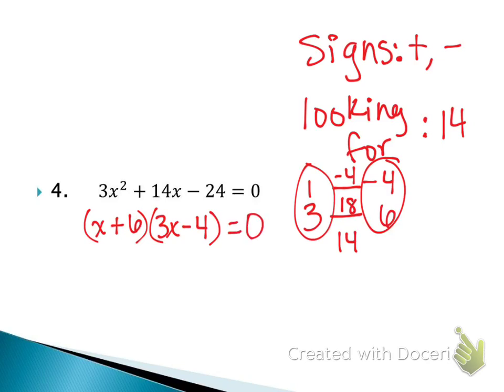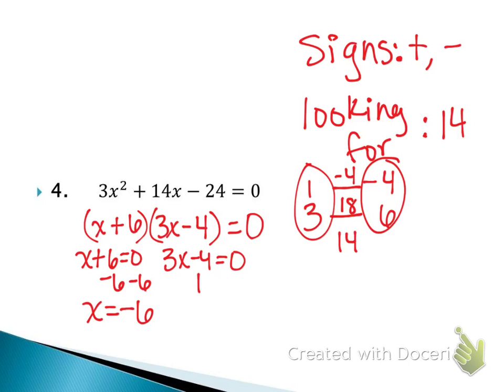We're finally done factoring. We're ready to write equations. We have to write our equations before we solve them. What are my equations? Wonderful. Now we're ready to solve. How do I solve the first one? Subtract 6. X equals negative 6. The other one? Add 4 and then divide by 3. Again, just leave it as 4/3. Don't worry about trying to change it.